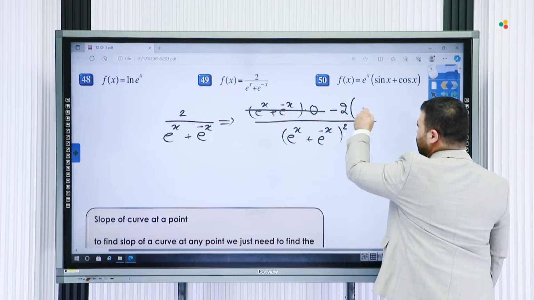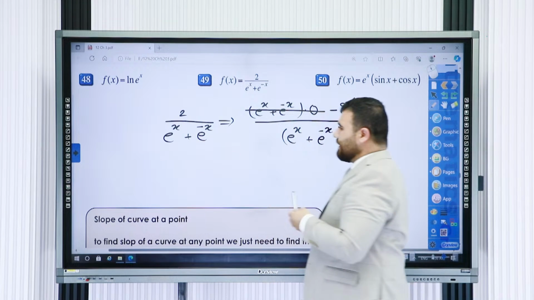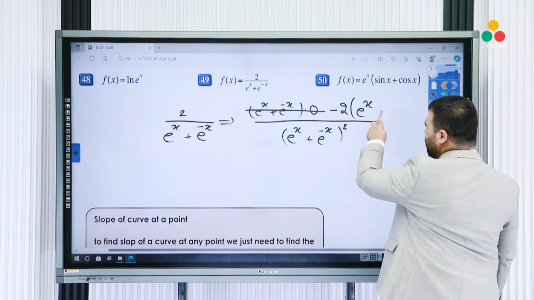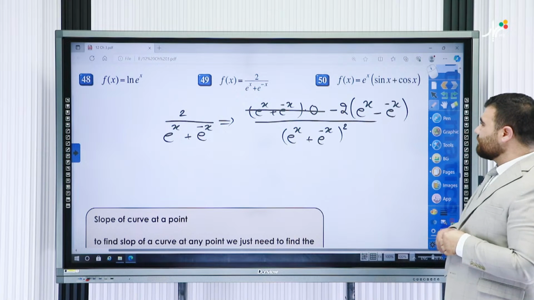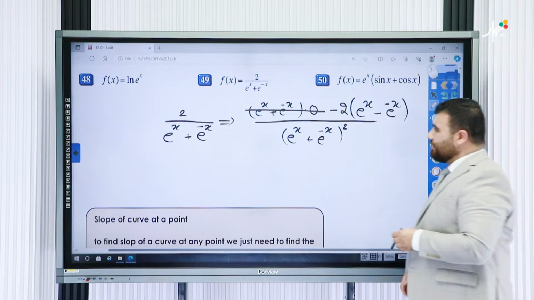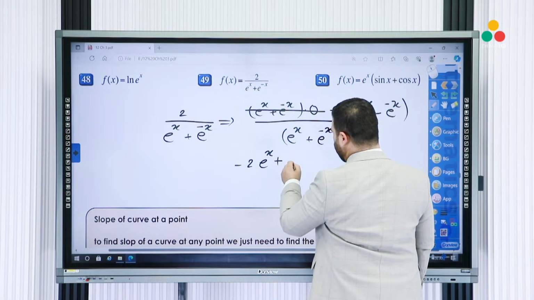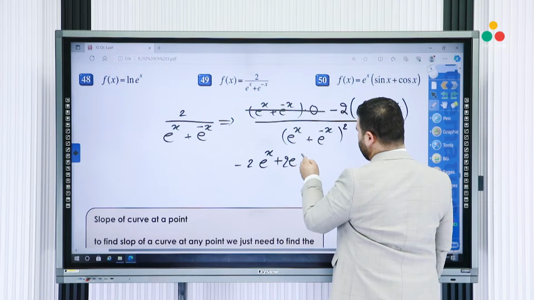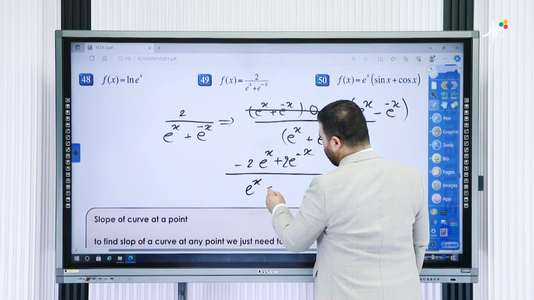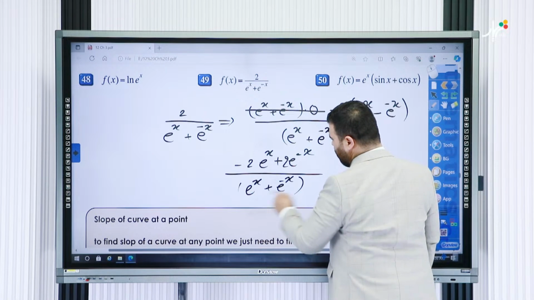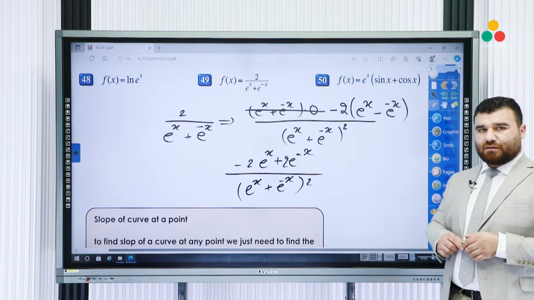Derivative of e^(-x) is e^(-x) times derivative of the power, which is negative, so it's negative e^(-x). This is the derivative. If we simplify this, it will be negative 2e^x plus 2e^(-x) over e^x plus e^(-x), all squared. There is more simplifying, but we leave it here. It's okay.